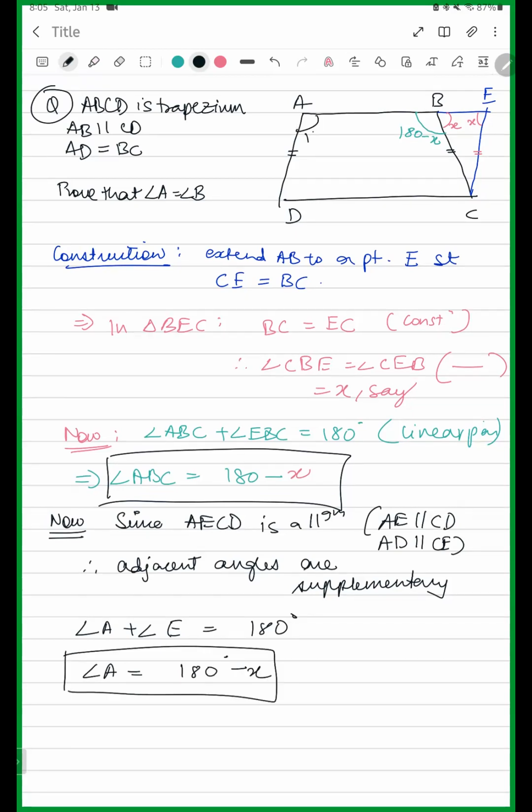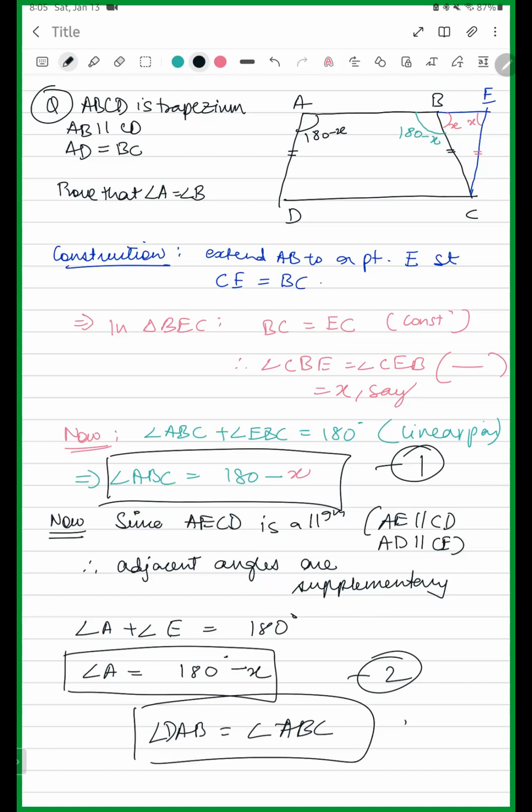So clearly from 1 and 2, angle DAB is equal to angle ABC, which is 180 minus x. Or you don't have to write 180 minus x. Hence proved. And in the NCERT, there is another part of this question, but we'll do it only till here.